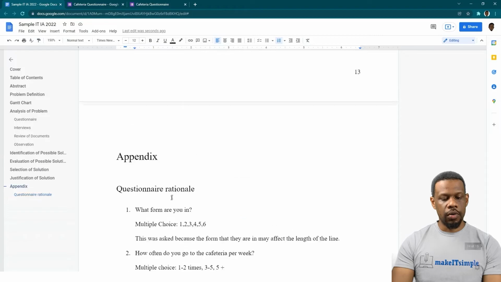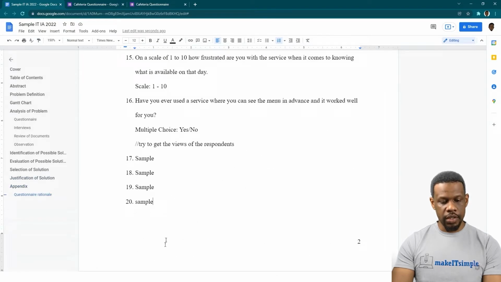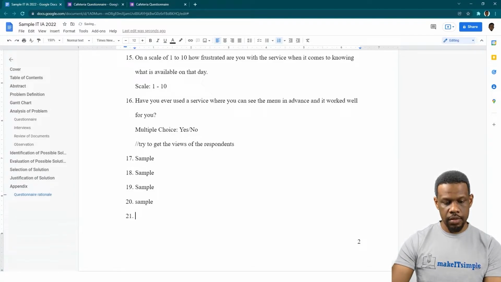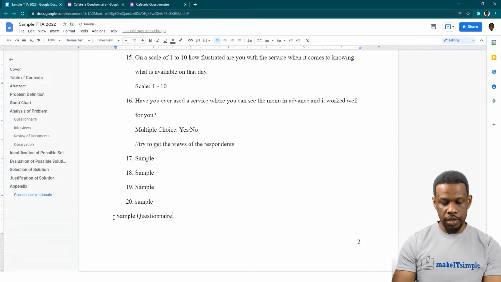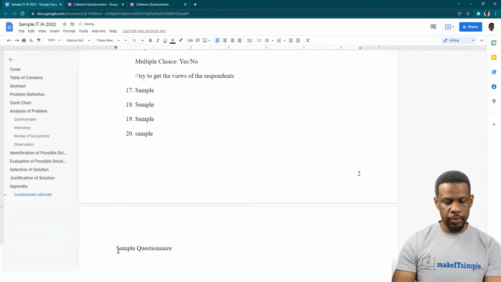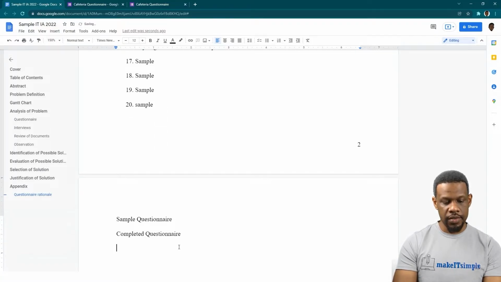What I want to do now is, in the appendix, put the graphs. Oh no, I should put in the sample questionnaire first. So that'll be 1 page. And then I'll put in the completed questionnaire, and then I'll put in the questionnaire graphs.